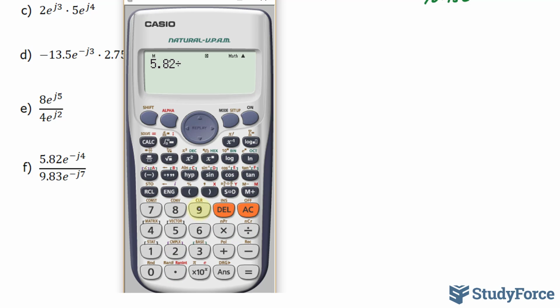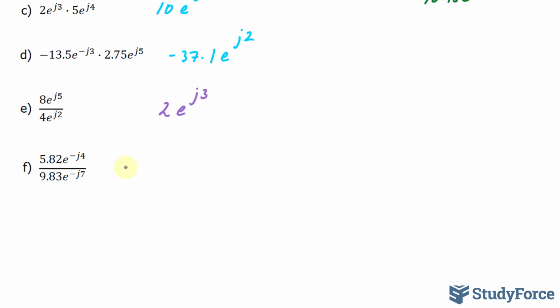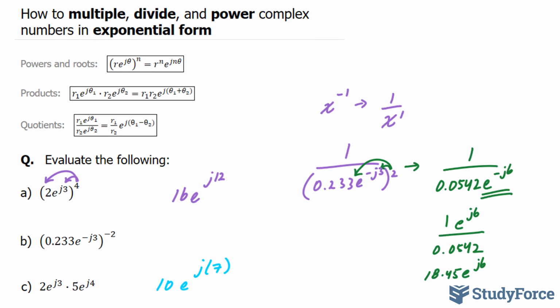5.82 divided by 9.83. That gives us 0.59. 0.59 e to the power of j. And we have minus 4 subtracted from minus 7. Minus 4 plus 7 gives us positive 3. So we have j3. That is our imaginary number. And there you have it. That is how to multiply, divide, and power complex numbers that are in exponential form.